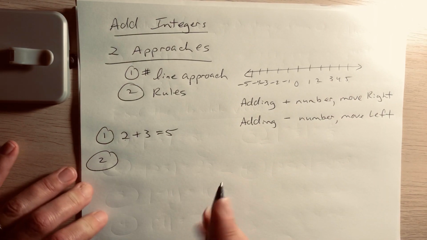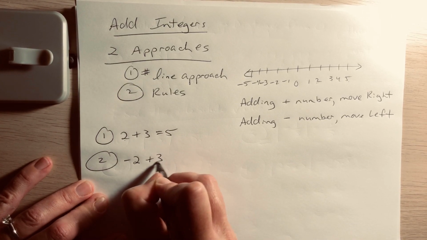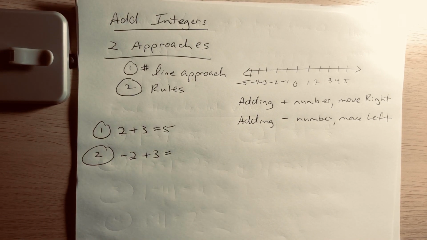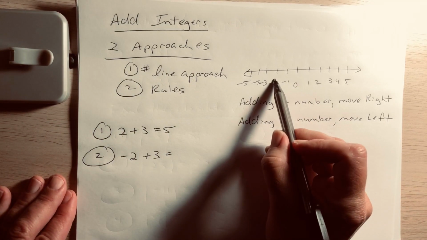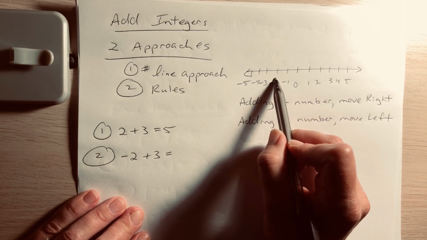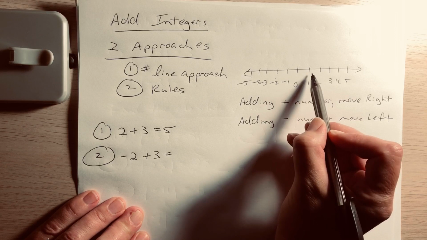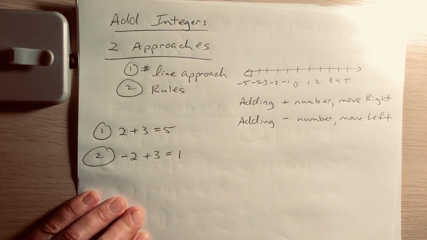But the same idea applies if you were doing something like negative 2 plus 3. This just changes the starting point. So I'm starting at -2. I'm adding 3. So I move 3 to the right because I'm adding a positive number. 1, 2, 3. And I get to the value of 1.